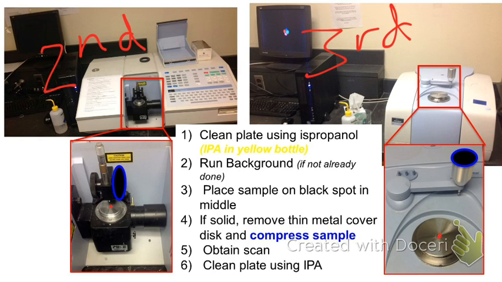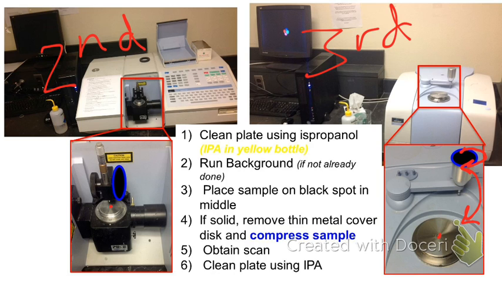If it's a solid, what you're going to have to do is swing the arm on the third floor over the top, and then use the anvil top and crank down until you feel some resistance. That resistance is forcing your solid against the detector so that it can actually see the sample.